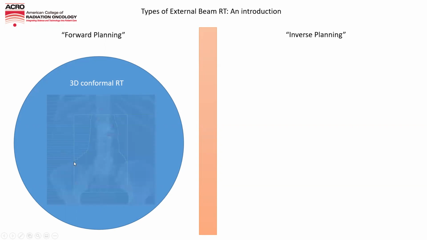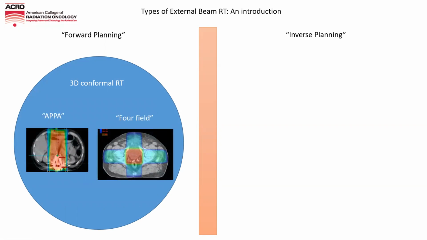3D CRT often uses two beams of radiation, one entering from the front of the patient and one from the back, in what's known as an AP-PA setup. Treatment can also be given with four beams, one coming each from the front, back, left, and right, in what's called a four-field box. Despite the name, 3D conformal is actually typically less conformal than more modern inverse plan techniques that we'll talk about next.